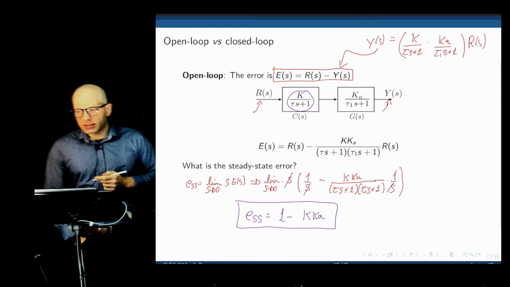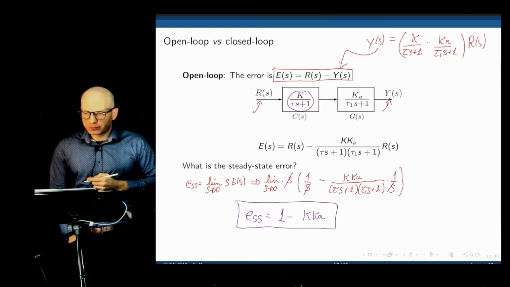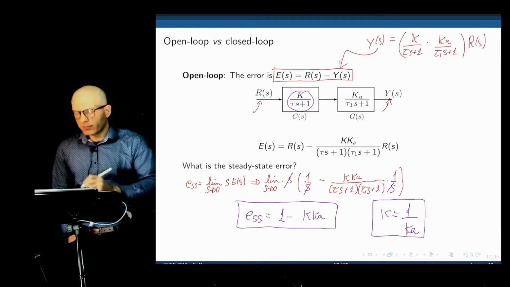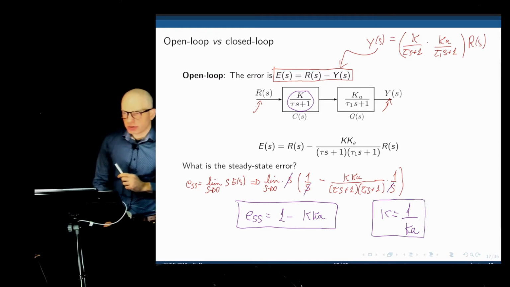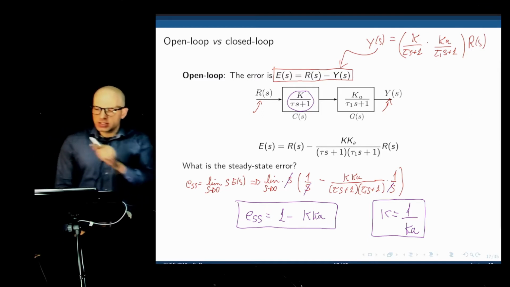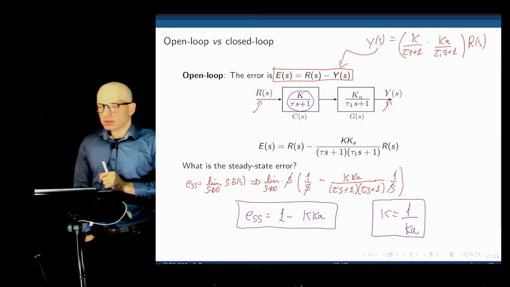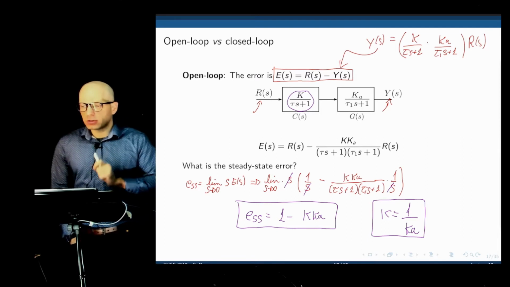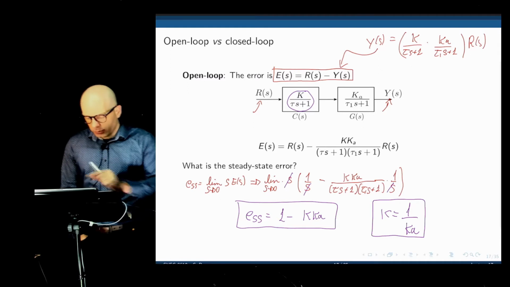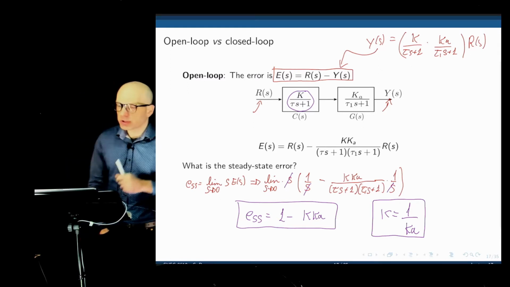How can you make the steady state error 0? By choosing K to be 1 over Ka. This is the only way to make the steady state error 0. This implies that we need to know exactly how the plant behaves. We need to have a perfect model of the plant and a perfect estimate of Ka so that we can tune K as the inverse of that.